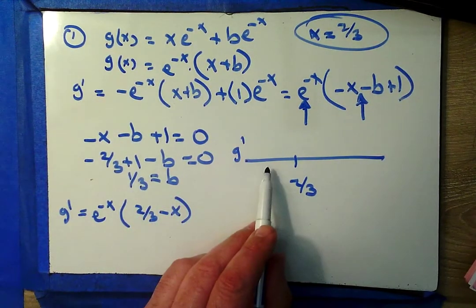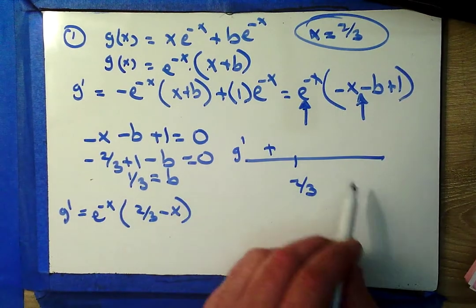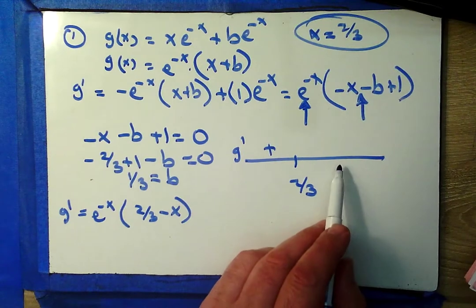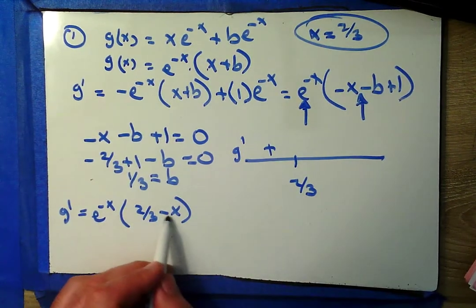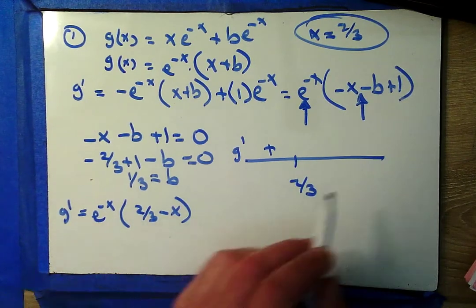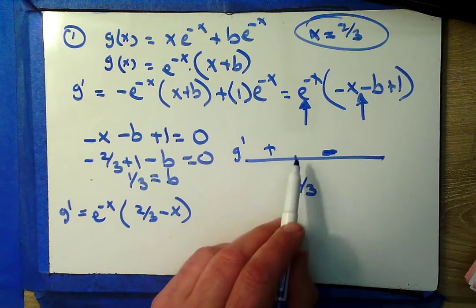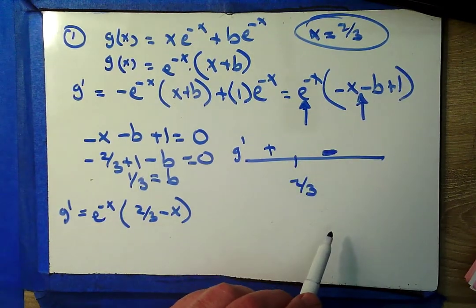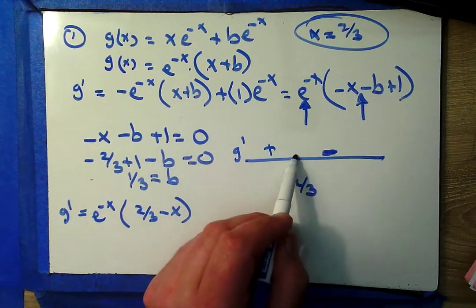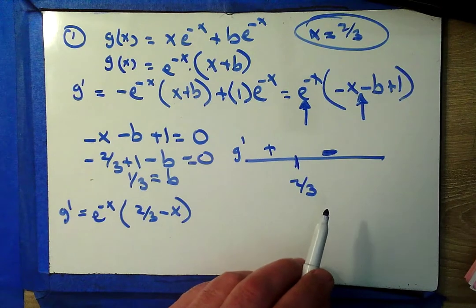If we plug a 0 in here, we end up with a positive times a positive. If we put in something bigger, like 1 over here, 3/3, 2/3 minus 3/3 is negative 1/3. So negative times a positive is a negative. And so I can see I have a max at 2/3. Now, there are no endpoints for a bounded interval here, and there are no other critical points. So this max has to be the absolute max.